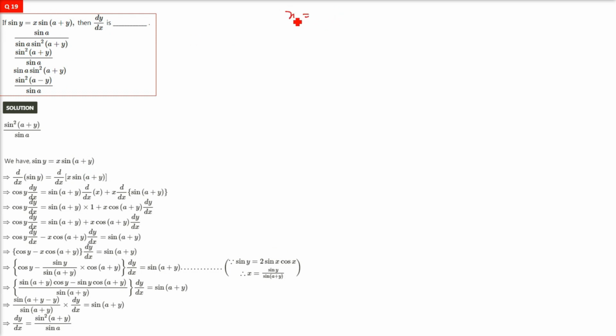So this sin y is equal to x sin a plus y. So we have this, sin y equals x sin a plus y. Now dy by dx will do, d by dx of this, both sides. So we are doing d by dx on either side. Sin y will be cos y, and there will be dy by dx also because we are doing it with respect to x.